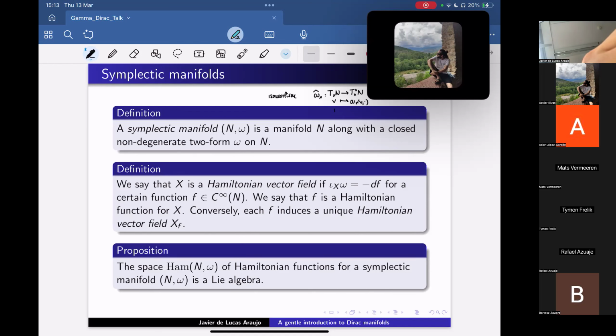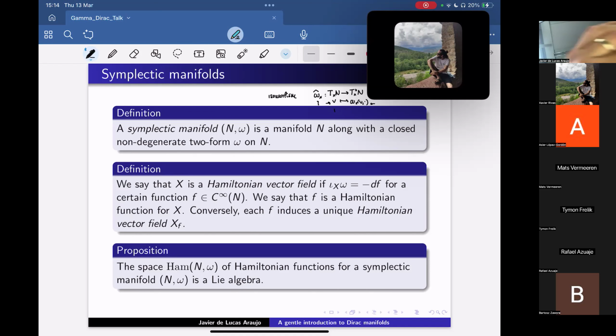You see that you have a tangent vector and a two-form, so the contraction of that two-form with the tangent vector is just a covector. And this application is obviously linear. So if this is an isomorphism, we will say that omega is non-degenerate. Of course, during the whole lecture, I'm just focusing on the case of N being a finite dimensional manifold. The manifold will be finite dimensional, connected, all this stuff.